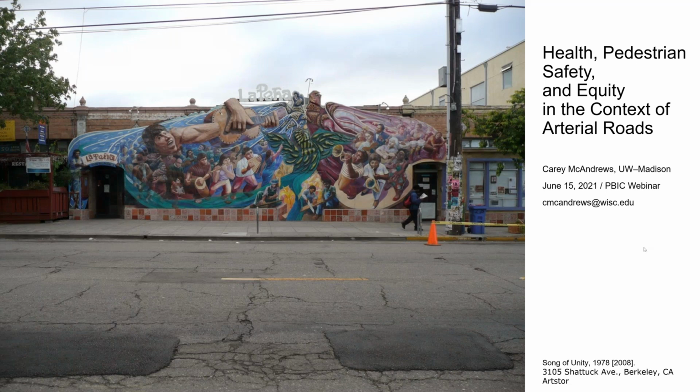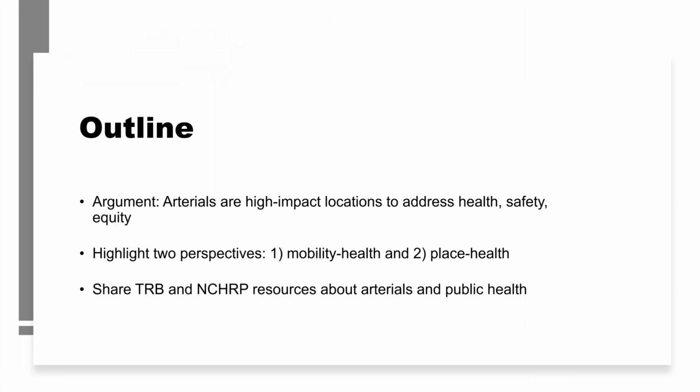Let me navigate down. Thank you very much. So in this talk, my main argument, as I just said, is that arterials are places, but they're really high impact locations where we can address health, safety, and equity simultaneously. That's because arterials are concentrations of lots of activities, with lots of positive and negative health exposures, including safety, but not limited to safety.